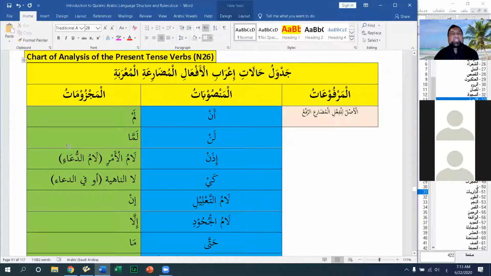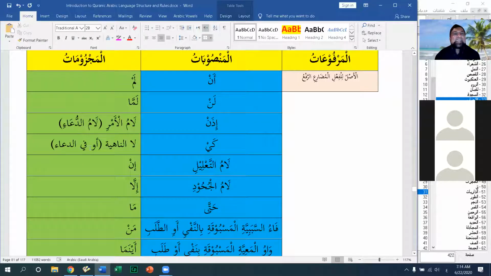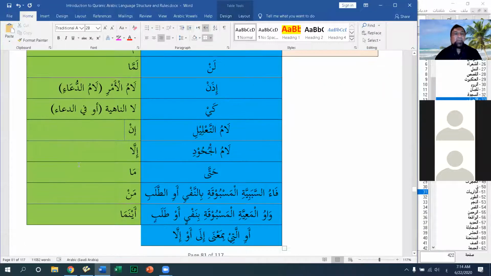Majzoom, reasons for making a word majzoom. If you put lam, remember we were using lan and lam as 2 examples. Also lamma. Lamma is similar to lam. We'll tell you the meaning of that. Lamul amr. I put in parentheses here lamul du'a. It's because if we're talking to Allah, we don't say the lam of command. La an-nahiya aw ad-du'a. La ad-du'a. La tu'akhidhna. We don't say it's a command to Allah. We say du'a. In, also called in a shartiya. Illa, the exception. Ma, an-nafiya.